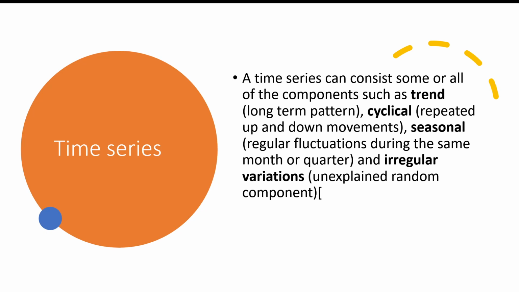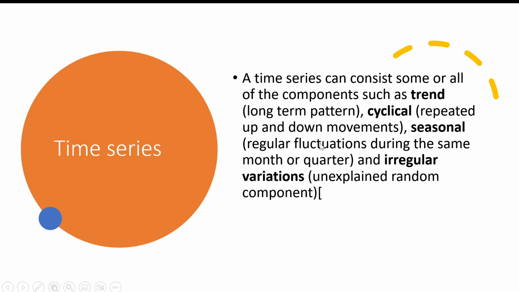Time series can consist of some or all of the components such as trends, cyclical, seasonal, and irregular variations. What's trend? Trend is a long-term pattern. Cyclical is actually repeated up and down movements. Seasonal is a regular fluctuation during the same month or quarter.